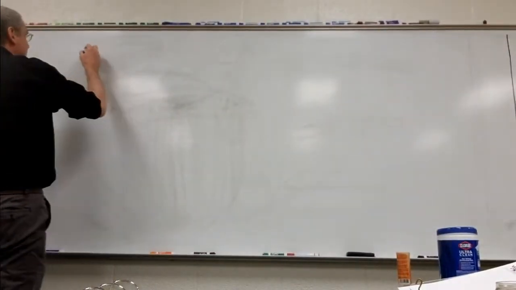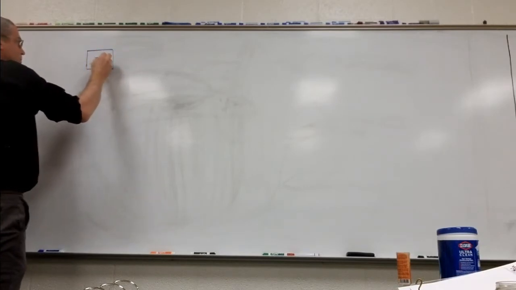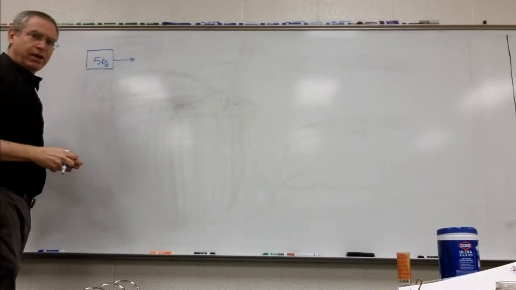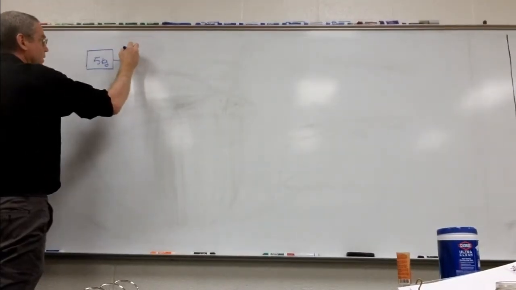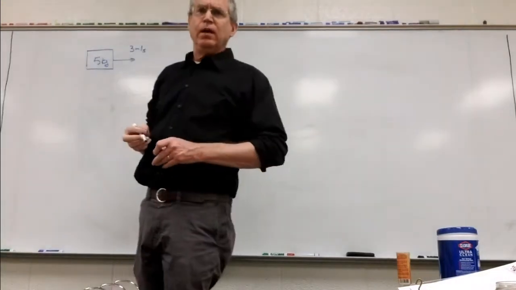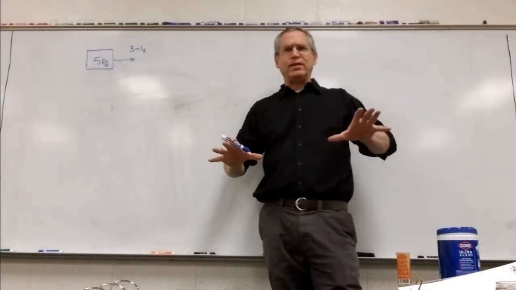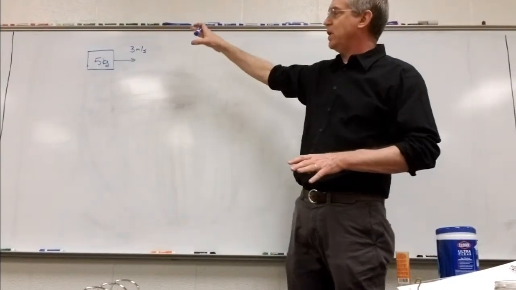I have a mass here, and we'll make it 5 kilograms, moving to the right at 3 meters per second. What is the momentum of this object? Now, I haven't given any context, I haven't given a planet or anything like that. All I know is this object's moving at 3 meters per second.